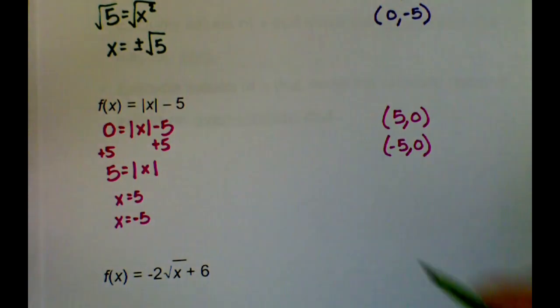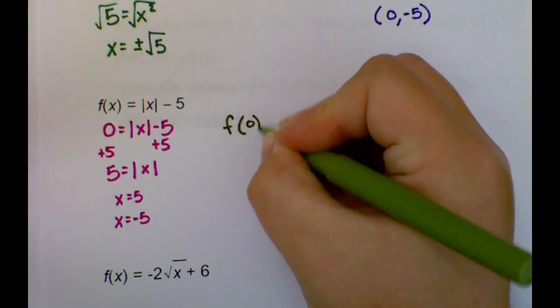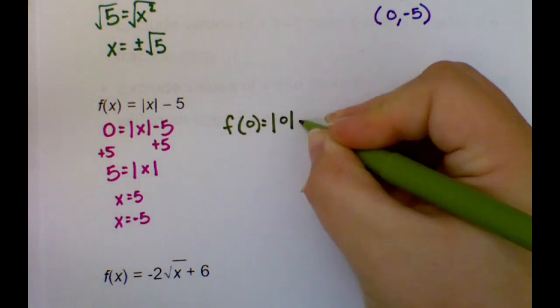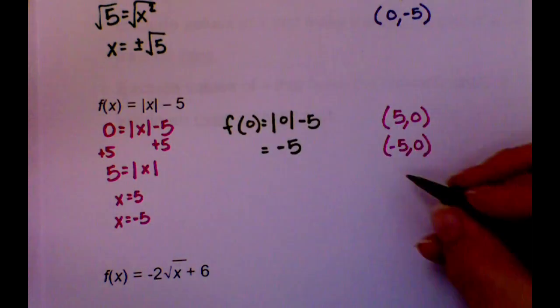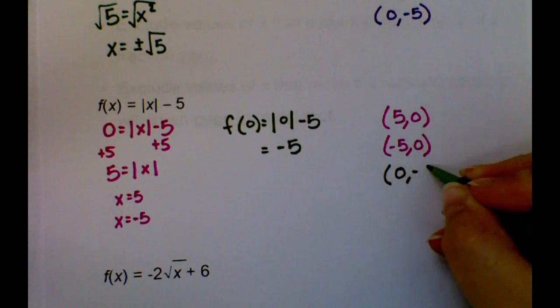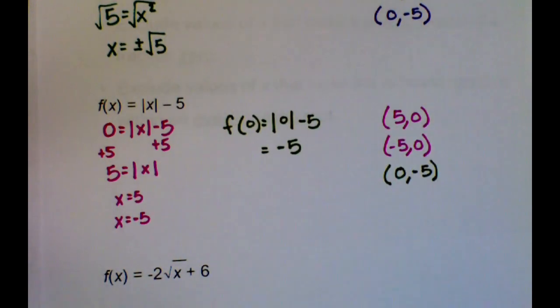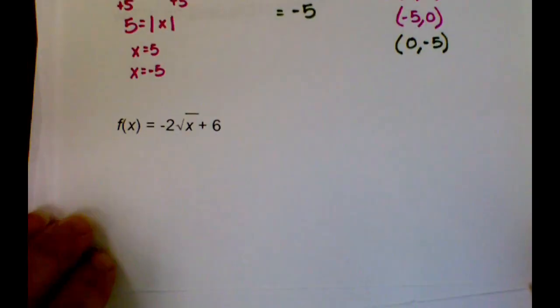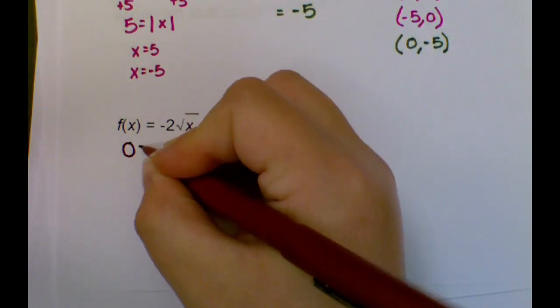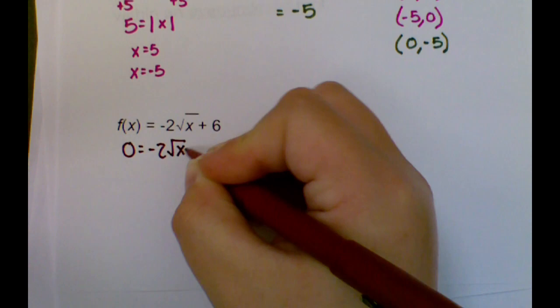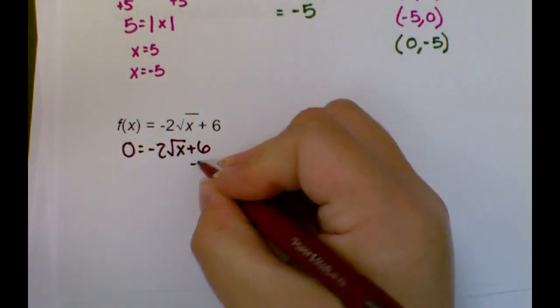Then we're going to find our y-intercept by finding f of 0. The absolute value of 0 minus 5 is negative 5. So our y-intercept again is 0, negative 5. And finally we have negative 2 square root of x plus 6. Let's start with our x-intercepts. Set the equation equal to 0. We'll subtract 6 off both sides.